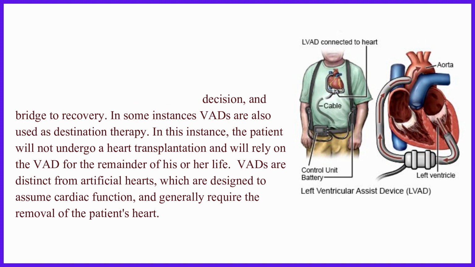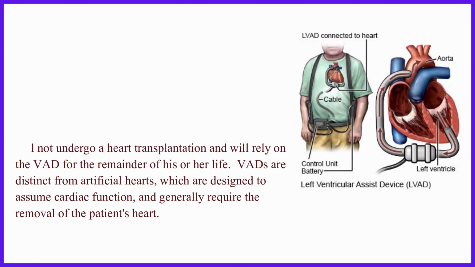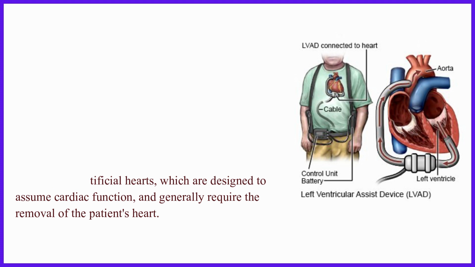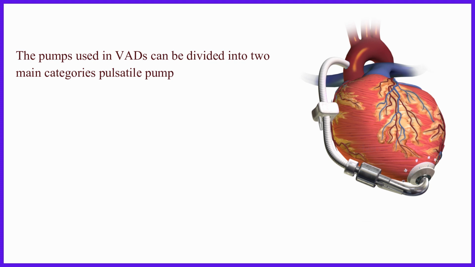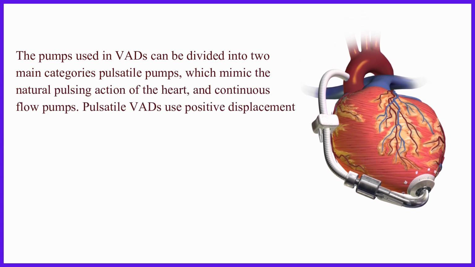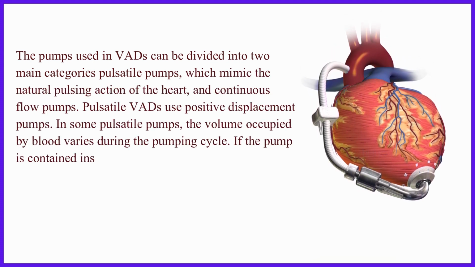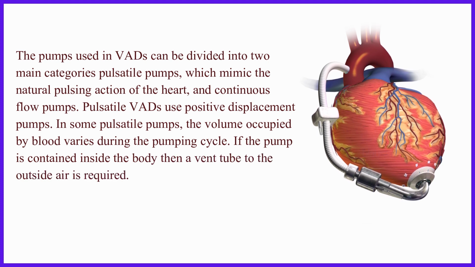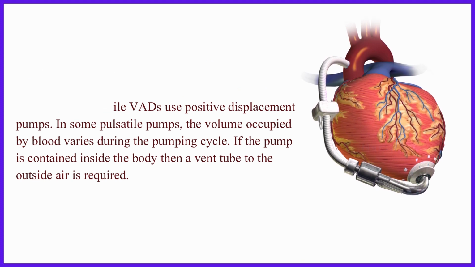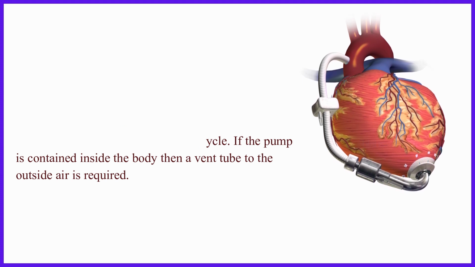VADs are distinct from artificial hearts, which are designed to assume cardiac function, and generally require the removal of the patient's heart. The pumps used in VADs can be divided into two main categories: pulsatile pumps, which mimic the natural pulsing action of the heart, and continuous flow pumps. Pulsatile VADs use positive displacement pumps. In some pulsatile pumps, the volume occupied by blood varies during the pumping cycle. If the pump is contained inside the body, then a vent tube to the outside air is required.